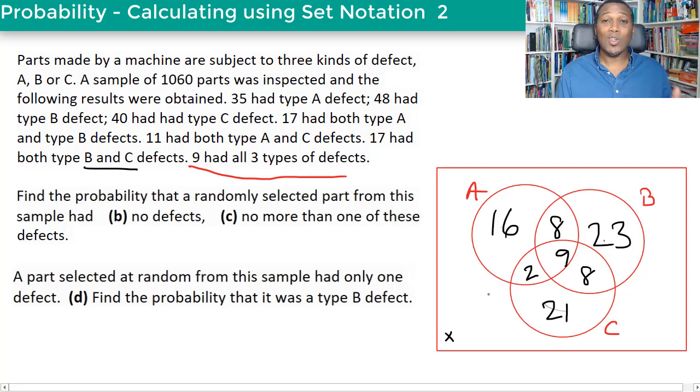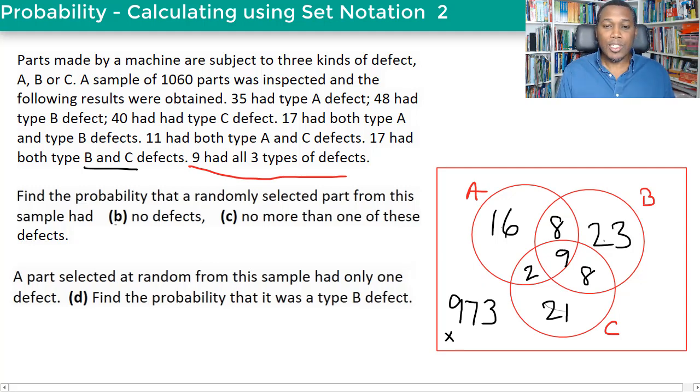So A union B union C prime is missing. To get that, we add all the values that we have and we take away from 1060, and that will give you 973. That completes the diagrams there at 973.